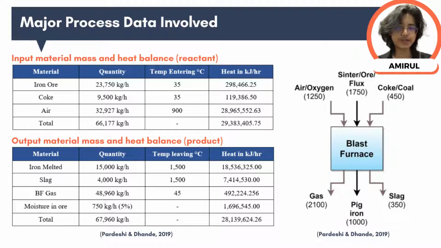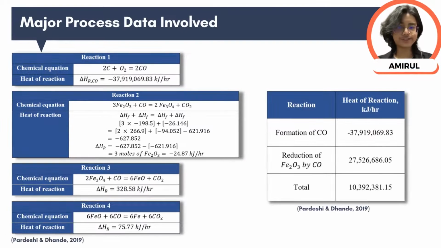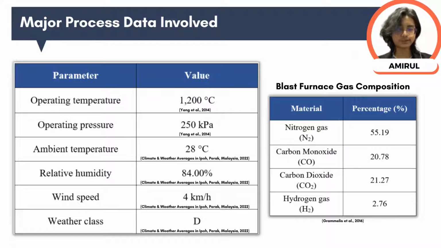In summary, the reactants are iron ore, coke and air, while the products of the reaction are melted iron, slag and blast furnace gas. The blast furnace facilitates 4 different chemical reactions as shown. The blast furnace operates at 12,000 degrees Celsius of temperature and at 250 kilopascal of pressure.